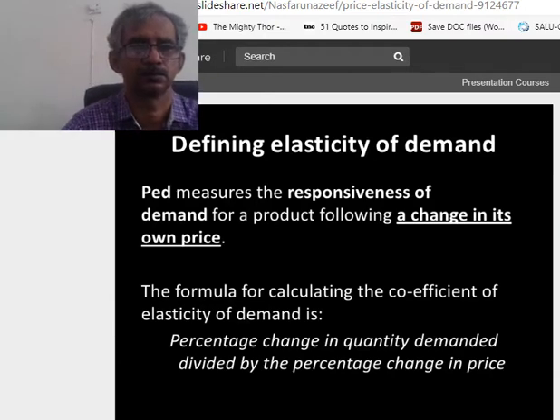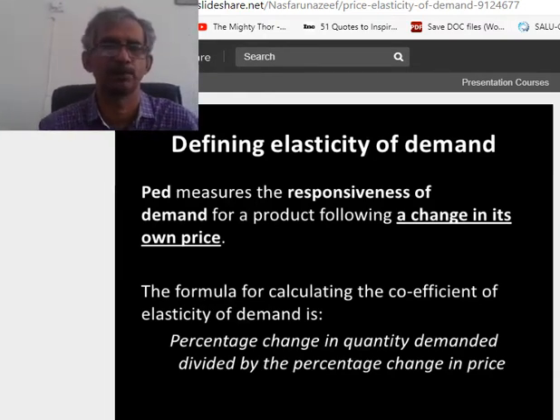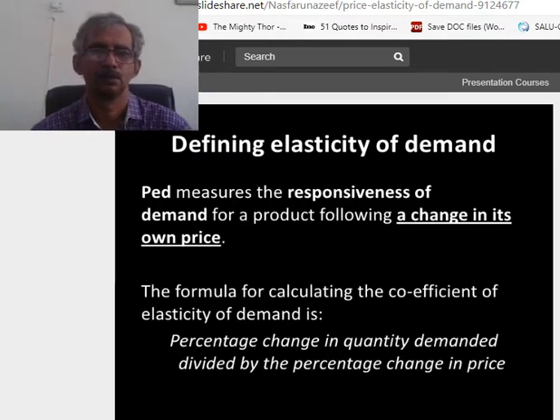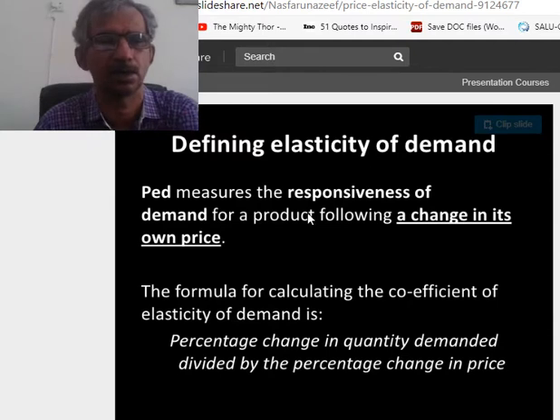I am going to discuss with you the price elasticity of demand in this lecture, defining elasticity first. PED, or price elasticity of demand, measures the responsiveness of demand for a product following a change in its own price. Whenever the price changes, how much change in the quantity of that product will occur.